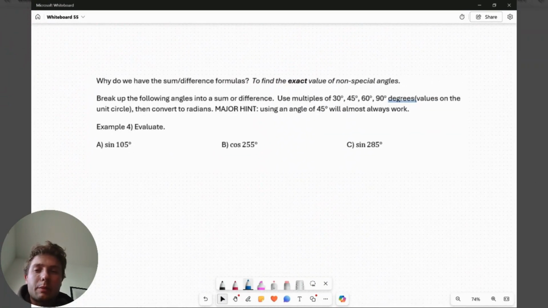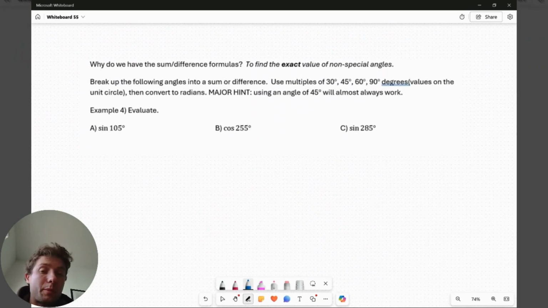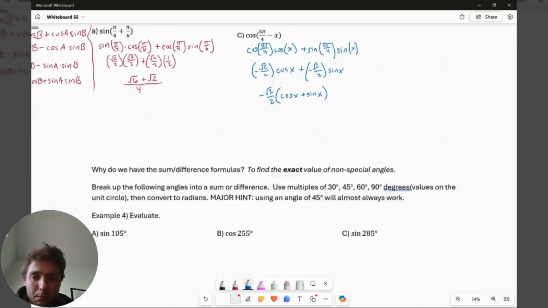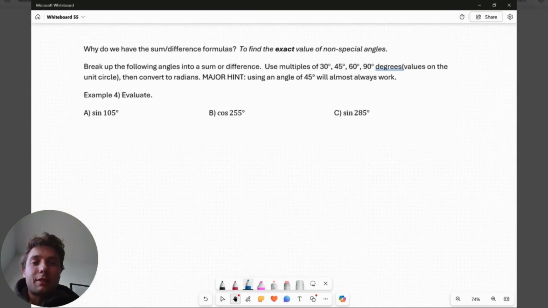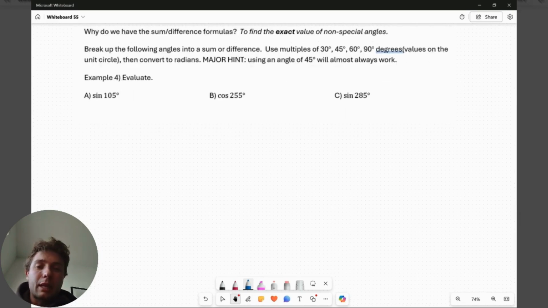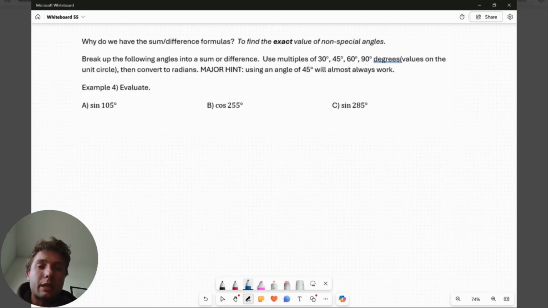One thing we already talked about is why do we even have these formulas, right? And the answer is to find the exact values of non-special angles, right? We just looked at angles that were not on the unit circle. Pi fourths plus pi sixths, that is not on the unit circle. But we just found an exact value to represent it. Well, you can do the same thing whether you're given degrees or radians. You can start to apply these different ideas.